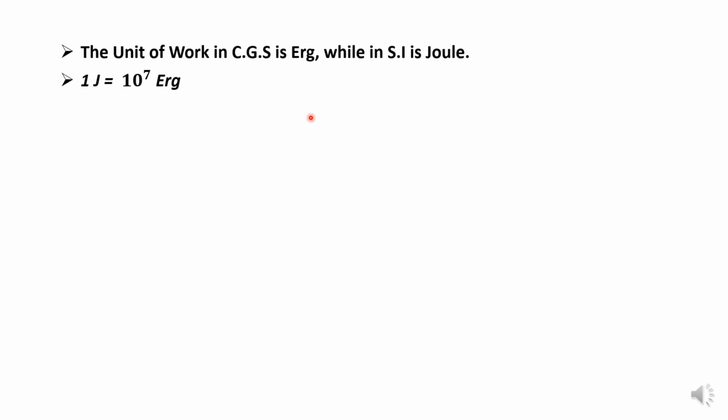So we know that the unit of work in the centimeter gram system is erg, while in the international system the unit of work is joule. So 1 joule is equal to 10 raised to the power 7 erg.